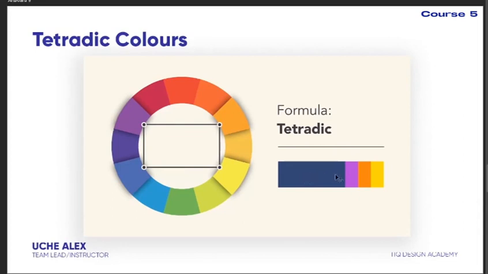For you to get the best result from tetradic colors, I need to point this out. It is best to use one color to dominate while you have a touch of other colors. That's why you see this blue here looks more dominant, to make you understand that this formula works best if you let one color dominate while you have a touch of other colors.